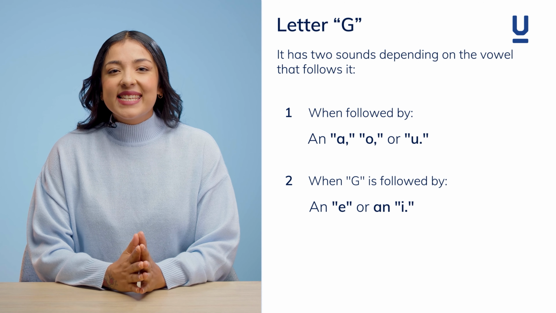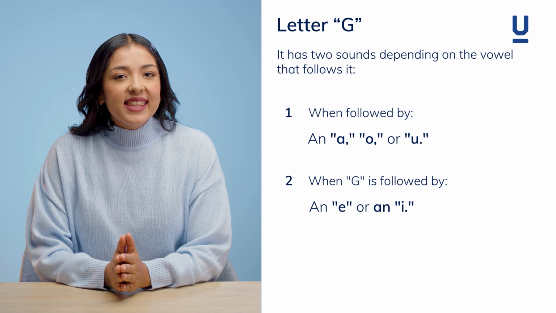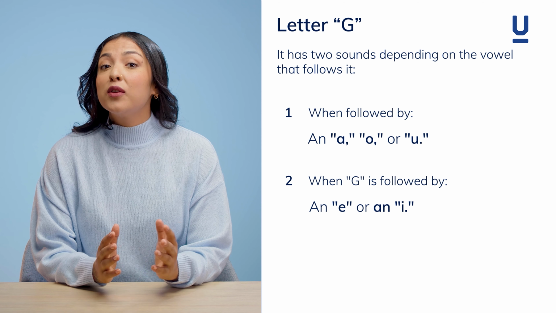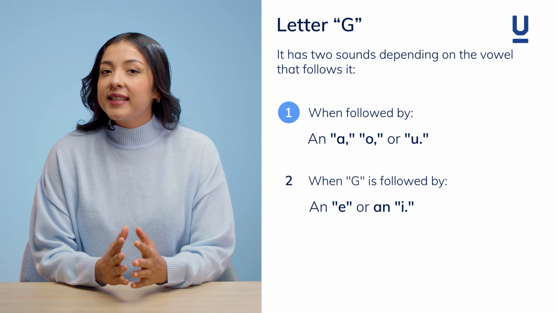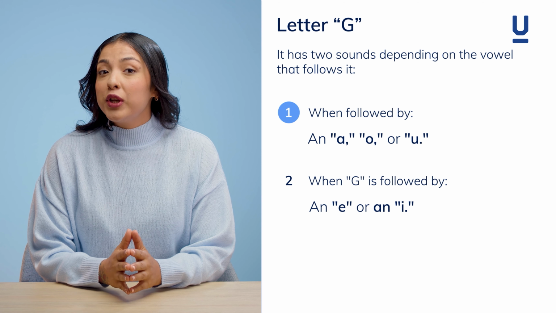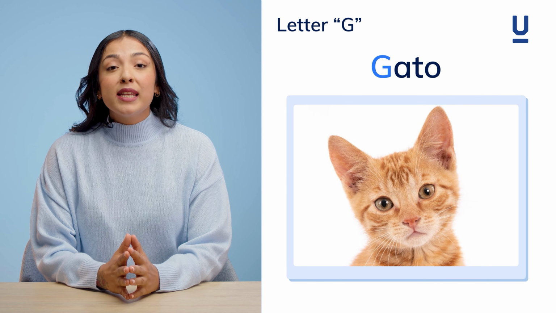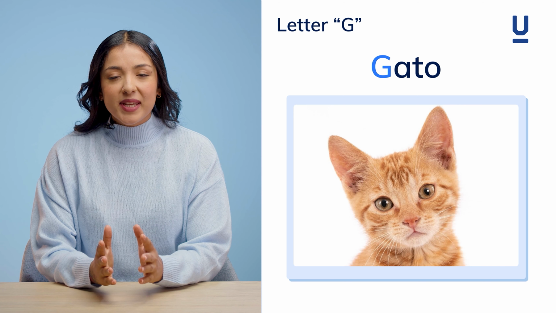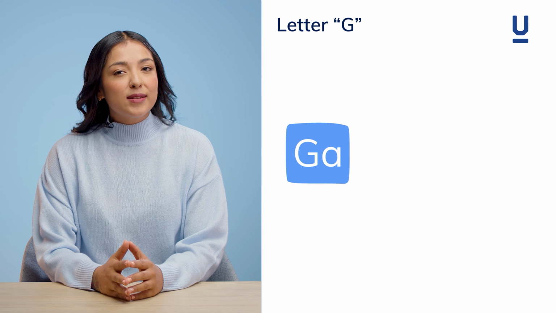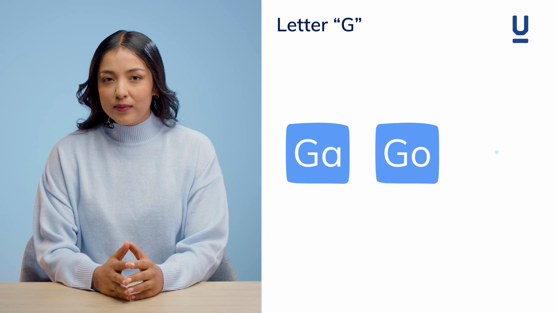G. Just like C, it has two sounds depending on the vowel that follows it. When followed by an A, O, or U, it sounds like the G in the Spanish word gato, which means cat. Repeat after me. Ga, go, gu.